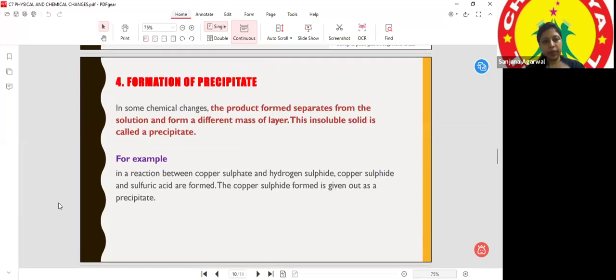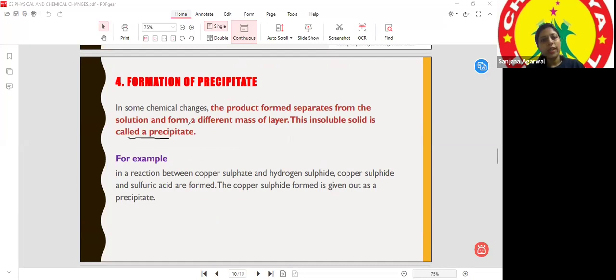Formation of precipitate. In some chemical changes, the product formed separates from the solution and forms a different mass or layer. The insoluble solid is called a precipitate.